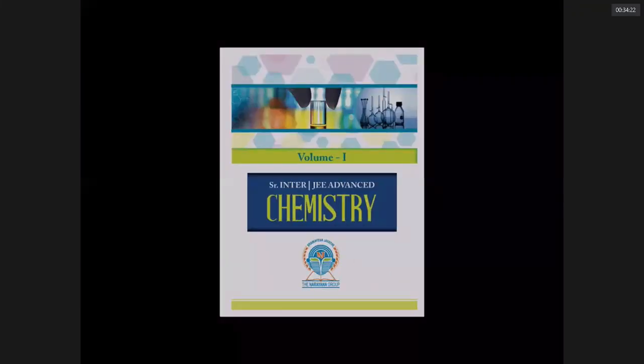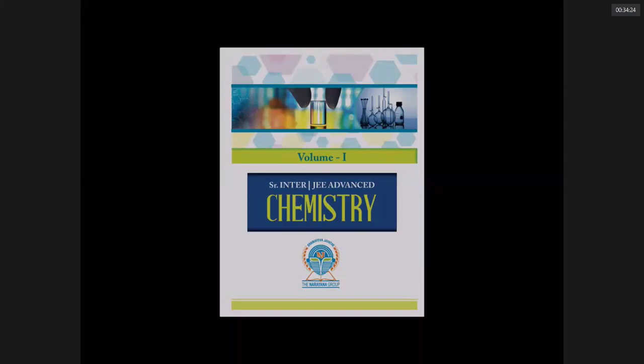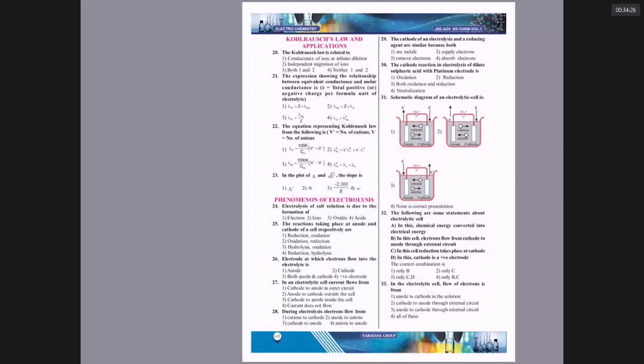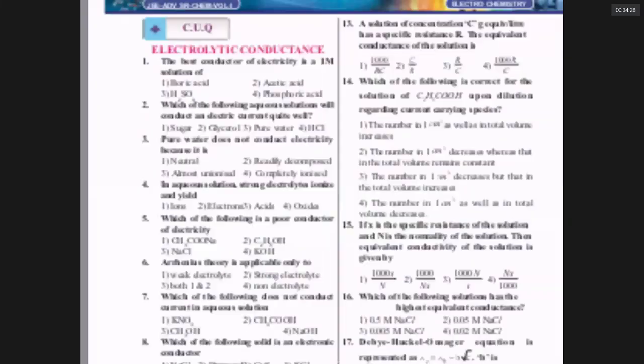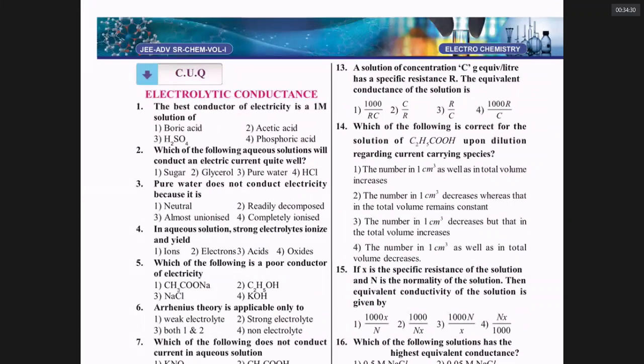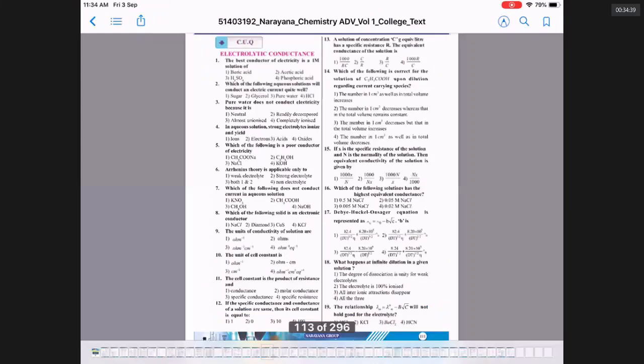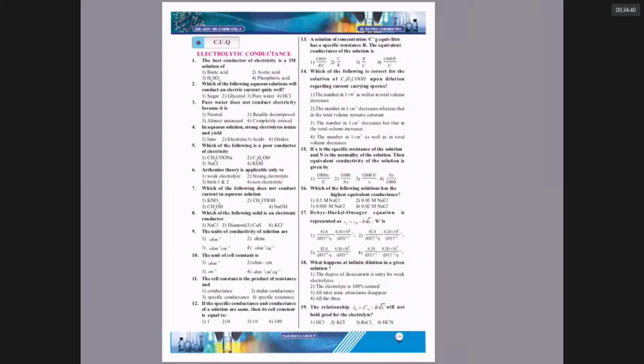This is the book I have shared with you. Did I? Yes, sir. For this exam, I want you to prepare only basic level questions, concept understanding type questions. You need not worry about electrolytic conductance, which we have not done. All other questions we have done, you should try them.